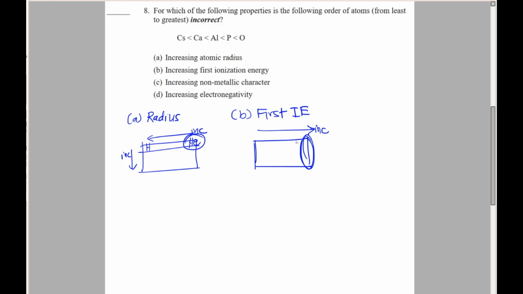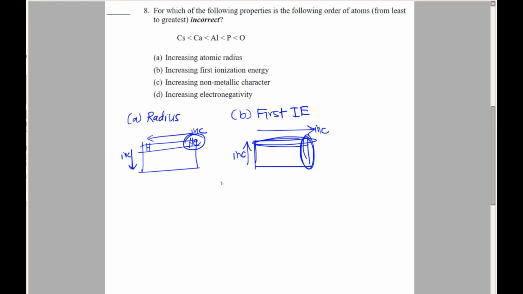And similarly to what we established with atomic radius, the first ionization energy will increase from bottom to top. As we go up the periods, we have a smaller radius, and the smaller radius causes greater attraction between the positive protons and the negative electrons. That means it's harder to pull the electrons since the protons are closer to them and exert a greater force of attraction.